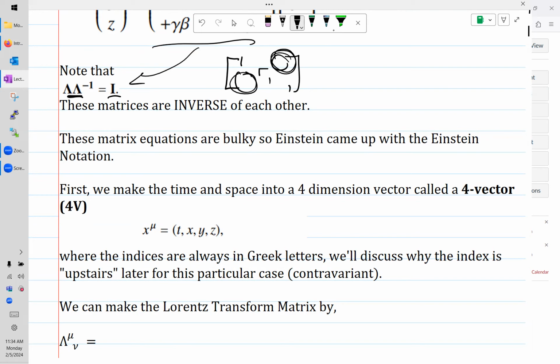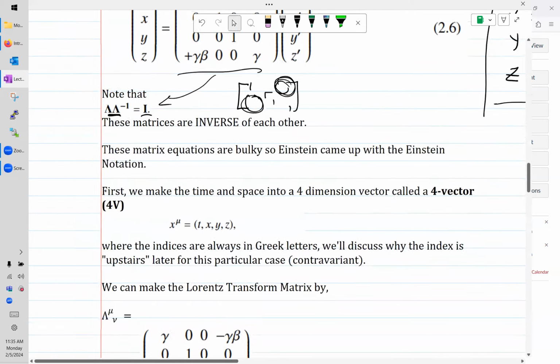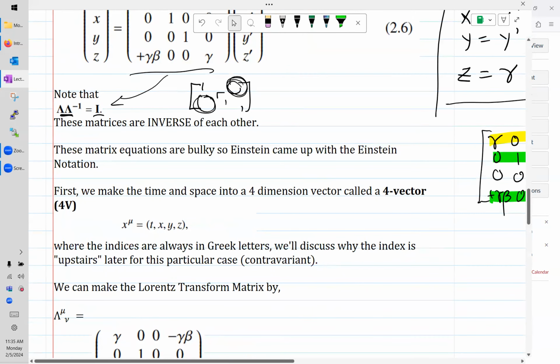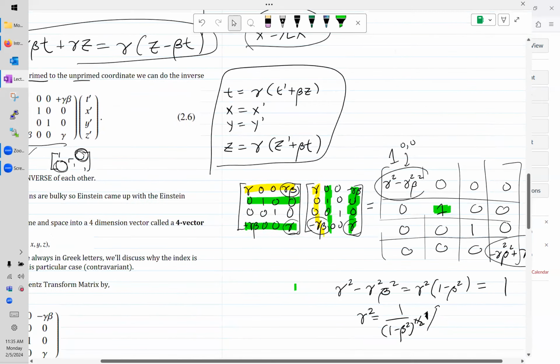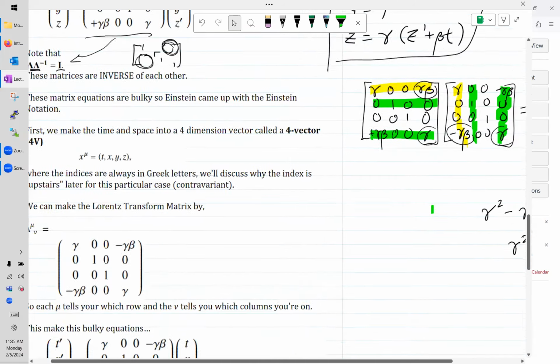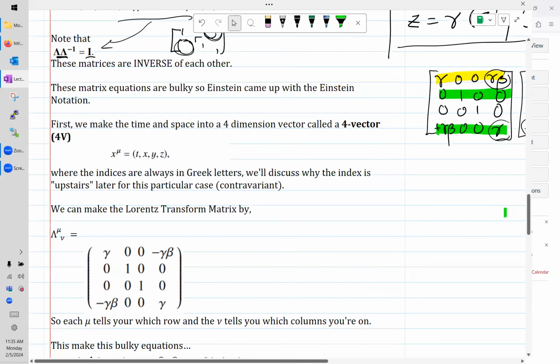So the identity matrix is like the matrix multiplication version of the number 1. Multiply anything by 1, you get the same number. So this is nice. But notice how much space this took in order to do that matrix multiplication. So what Einstein came up with is known as the Einstein notation.